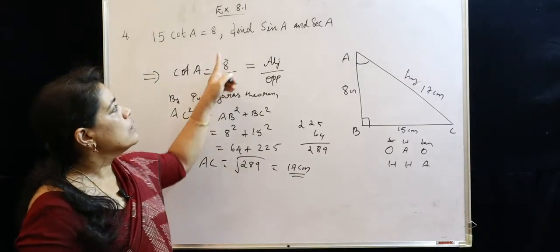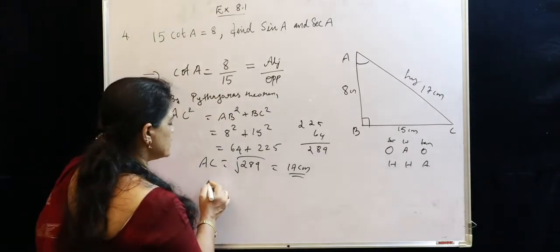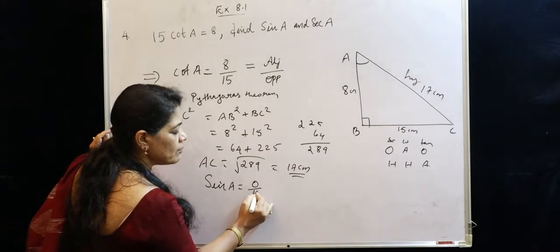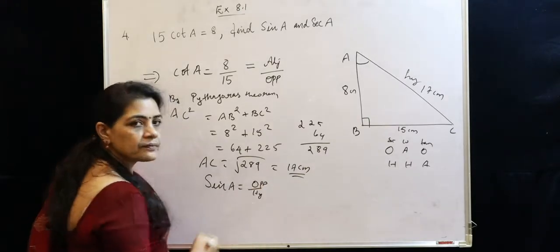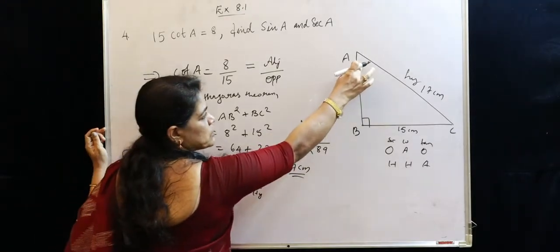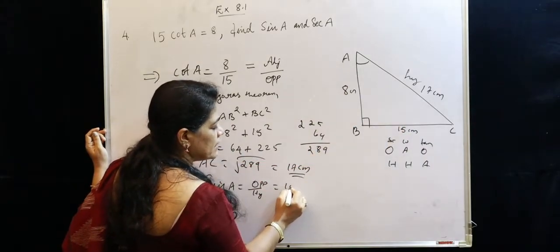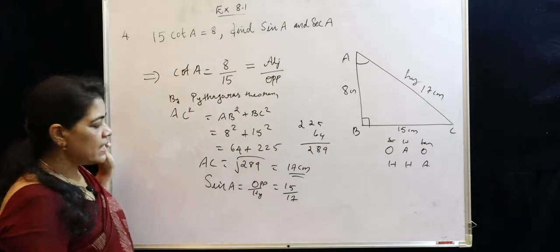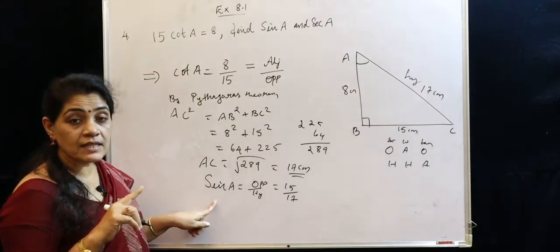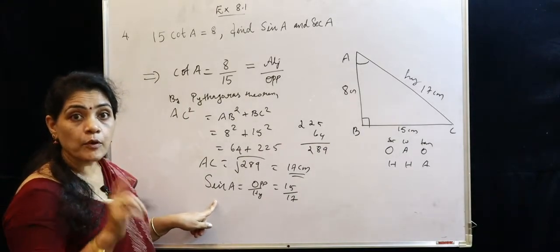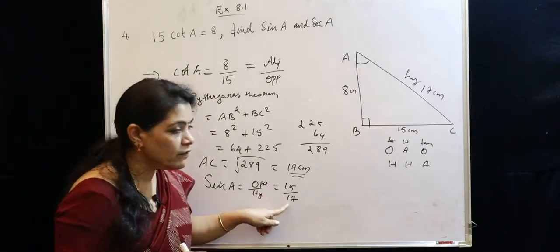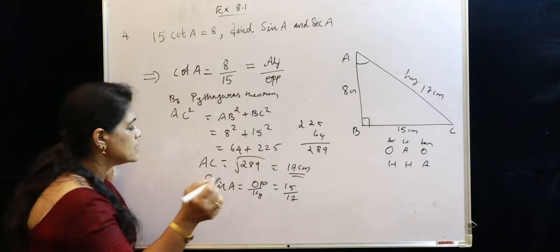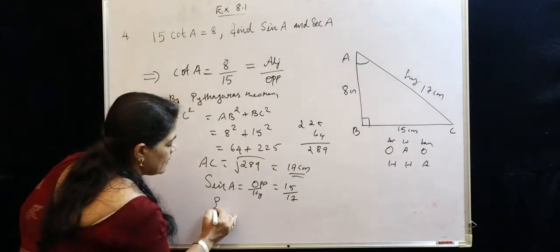Okay. So sin A, by definition, what is sin A? Sin A is nothing but opposite side by hypotenuse. Opposite with respect to the angle, the opposite side is 15 divided by 17. See, I already mentioned that the value of sin is always a proper fraction, that is, the numerator is always less than the denominator. Hypotenuse comes in the denominator. That is the reason.